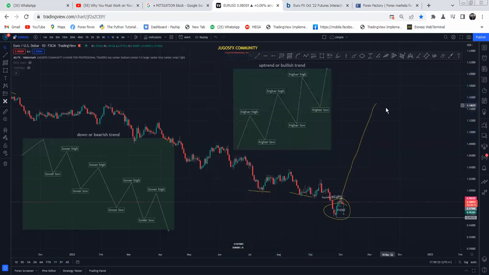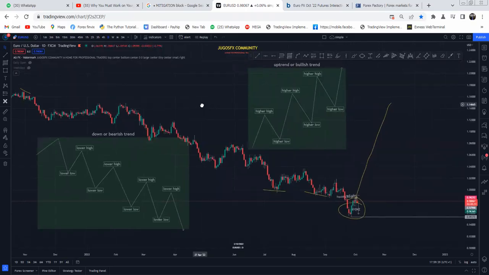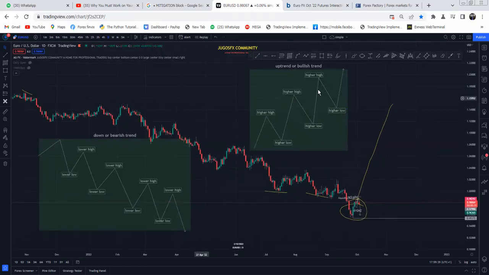Uptrend or bullish trend. All right, that is it. Now we have three types of markets. All right, we have a downtrend, we have an uptrend, and we have a ranging market.